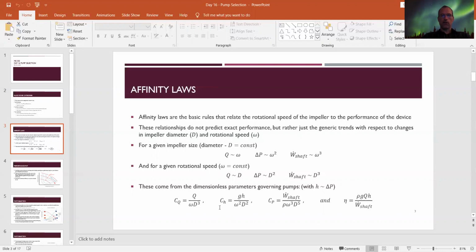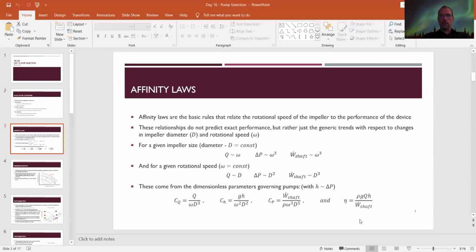Similarly, I have the head coefficient, which is gravity g times H over omega squared D squared for the head. Again, this is like pressure, so anytime I want to deal with pressure, I can deal with head loss. And I can see here again these relationships: head loss looks like omega squared and like D squared. And then my power coefficient is W dot shaft over density, omega cubed, D to the fifth.